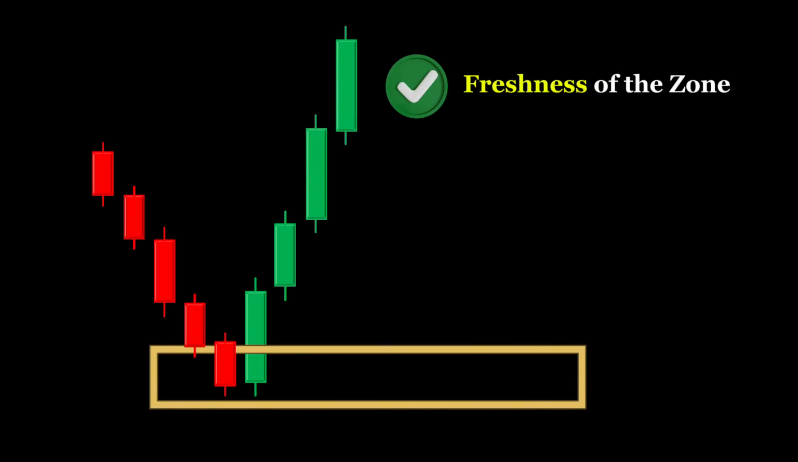The second factor is the freshness of the zone. The fresher the zone, the better. A zone that has never been tested holds the most strength and is ideal for your entries. When trading on lower time frames like the 5-minute chart, you'll encounter many zones, but prioritizing fresh ones is crucial. Once a zone has been tested, it loses its power. To maximize your success, focus only on untouched zones.